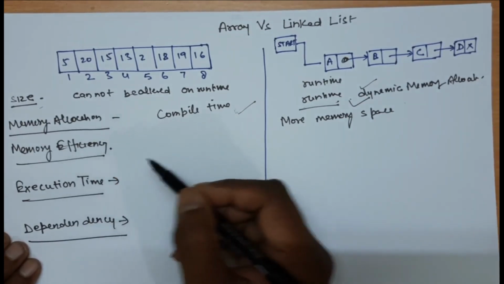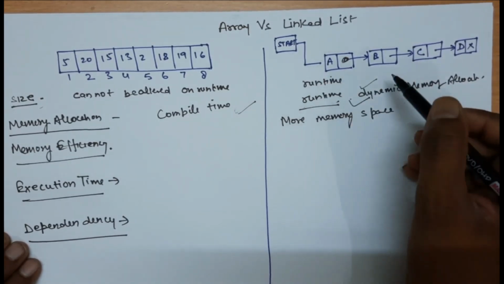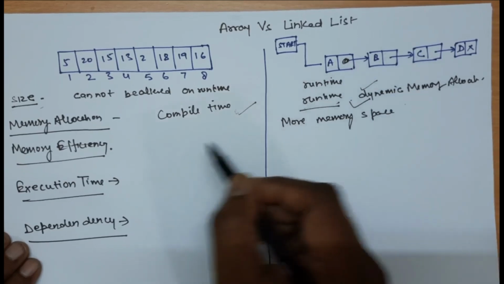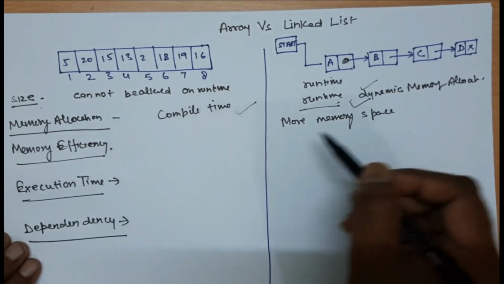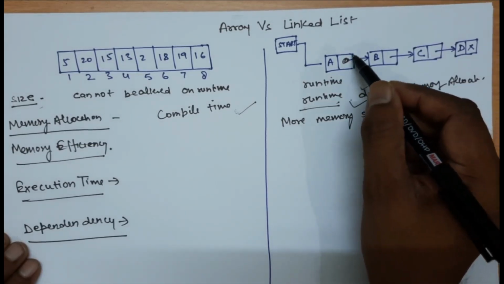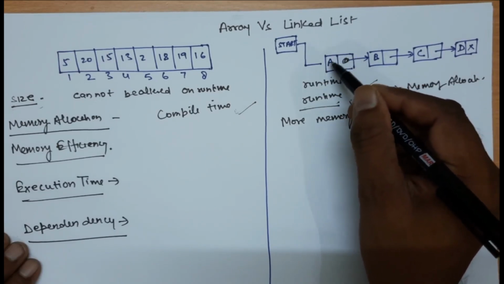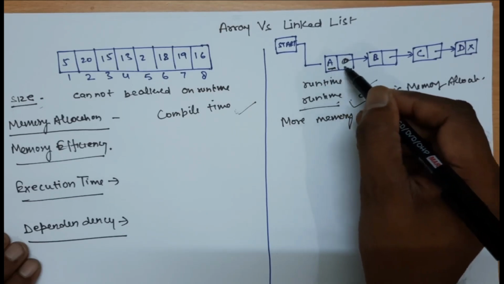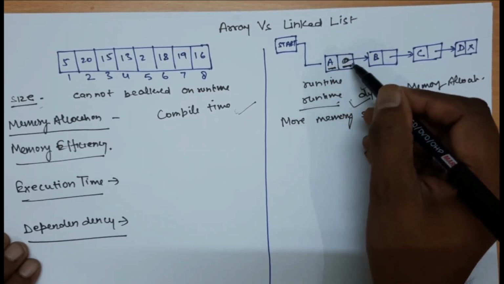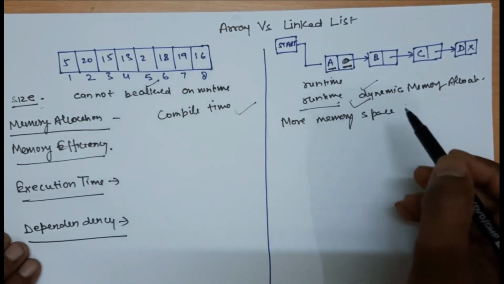Memory efficiency. For the same number of elements, the linked list uses more memory space compared to the array data structure. How? Because as we know, in the linked list data structure, two types of information are required to be stored onto the node, that is the data as well as the address. So definitely it is going to take more memory space compared to the array data structure.